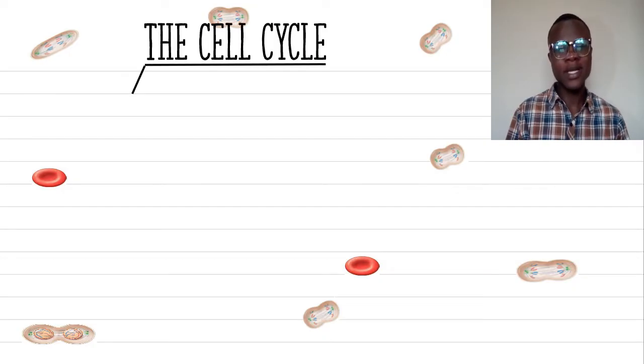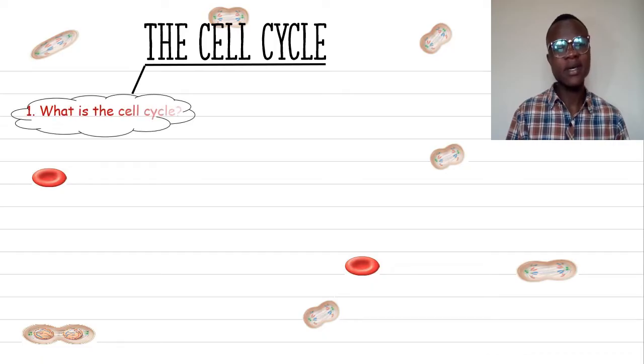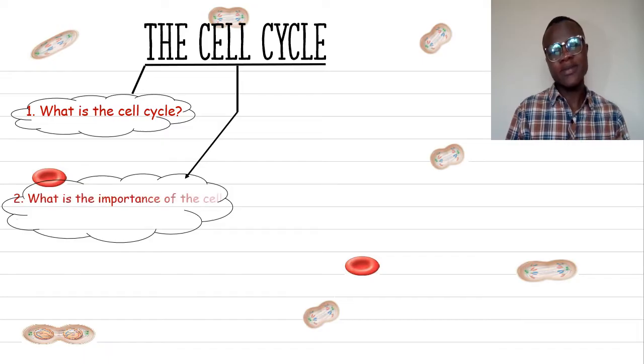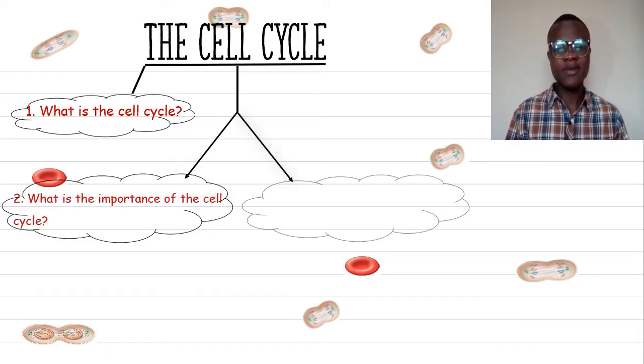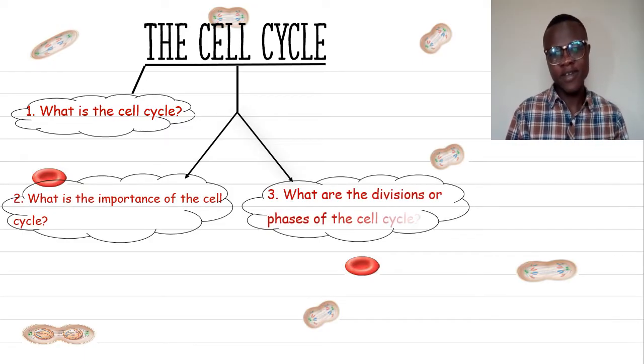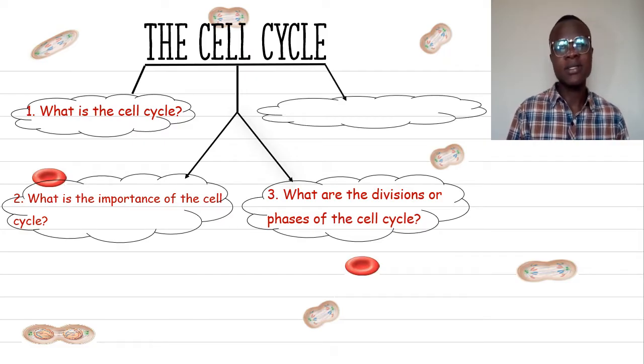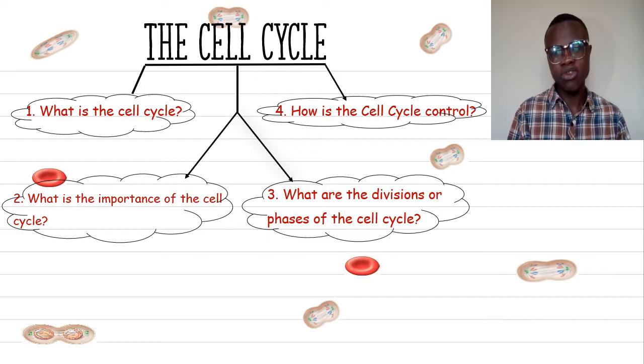By the end of this tutorial you should be able to answer the following questions. One, what is the cell cycle? Two, what is the importance of the cell cycle? Thirdly, you should be able to list and explain the various phases of the cell cycle. And lastly, you should be able to state how the cell cycle is controlled. So today's tutorial promises to be very interesting with a lot of information.